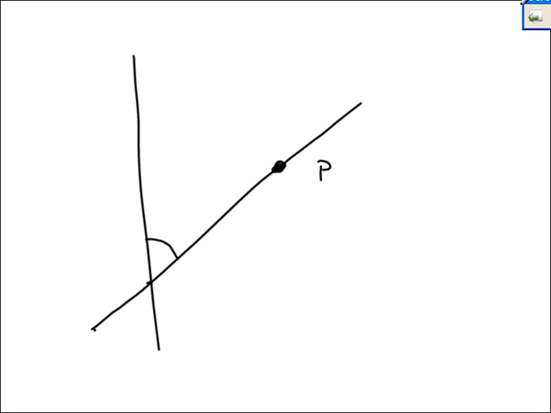Well, put the compass needle here and go like that. Put the compass needle here and go like that. Now, put the compass needle here and open it enough so the pencil touches right there. You can draw that off if you want. Put the compass needle here and draw the same arc. And that's the point of interest.